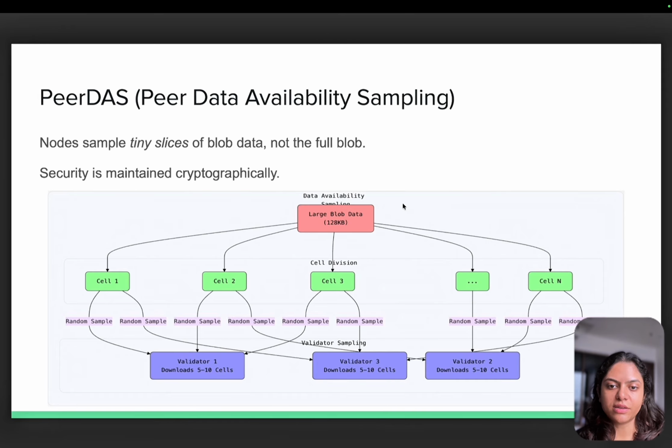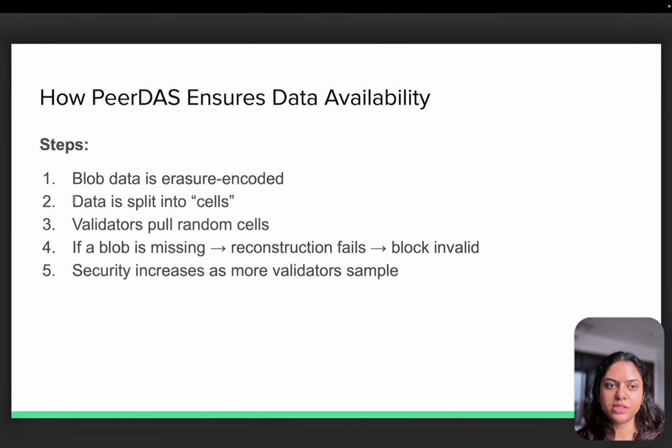With this graph, we can convert this into steps. How does PeerDAS ensure data availability? Blob data is erasure encoded, data splits into cells, and validators pull random cells. If part of the blob is missing, reconstruction fails and the block is invalid. Security increases as more validators sample.